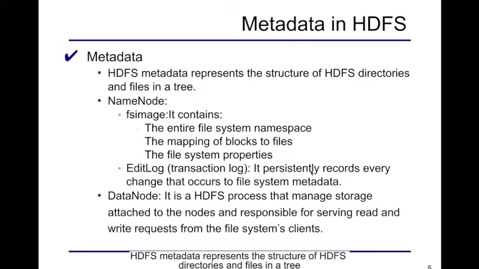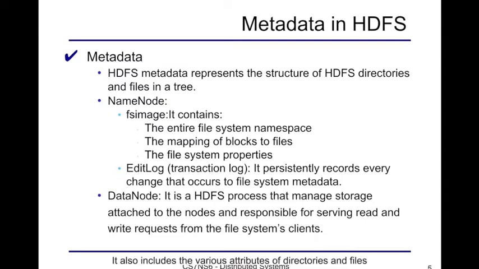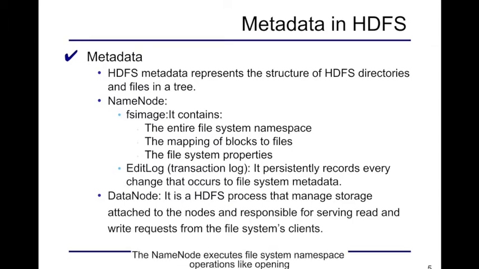HDFS metadata represents the structure of HDFS directories and files in a tree. It also includes the various attributes of directories and files, such as ownership, permissions, quotas, and replication factor. The name node executes file system namespace operations like opening, closing, and renaming files and directories, and also determines the mapping of blocks to data nodes.